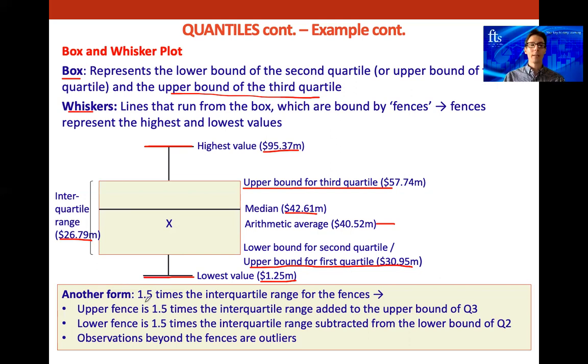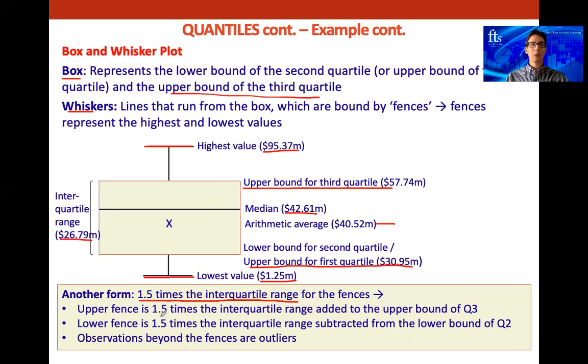Right, and then there's just one last point, that there is another form of this where we can take 1.5 times the interquartile range for the fences. So there's the interquartile range, 26.79. And if we take 1.5 times that, I did it quickly. We don't have to do any calculations for the exam for this, but I did it just for fun. I'm not going to write them in, but I'll tell you what I got: 26.79 times 1.5 was about 40 million.